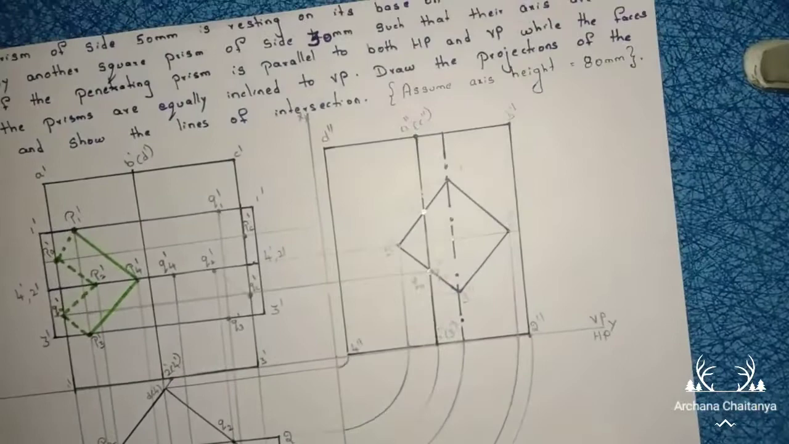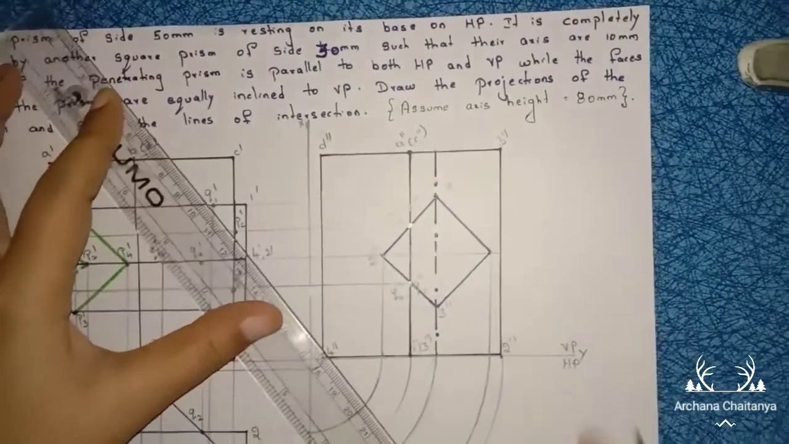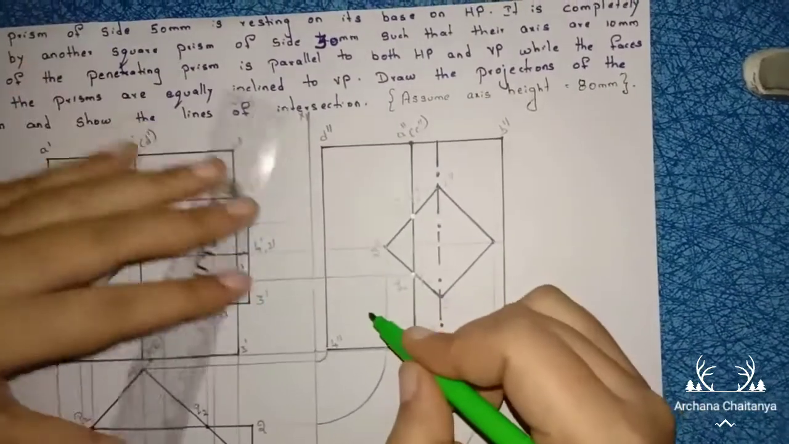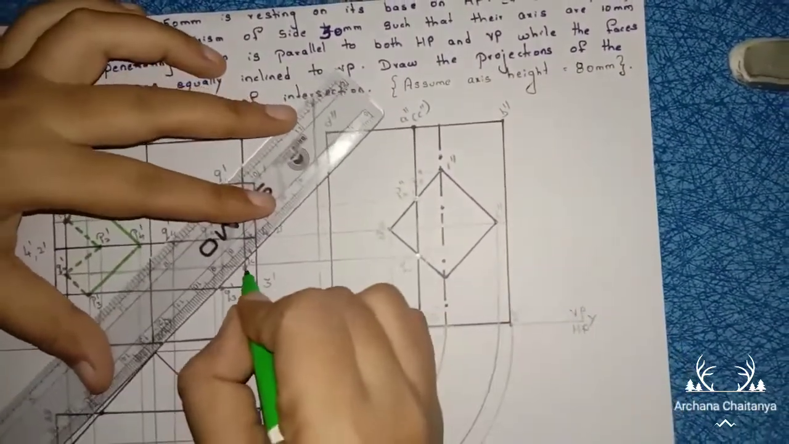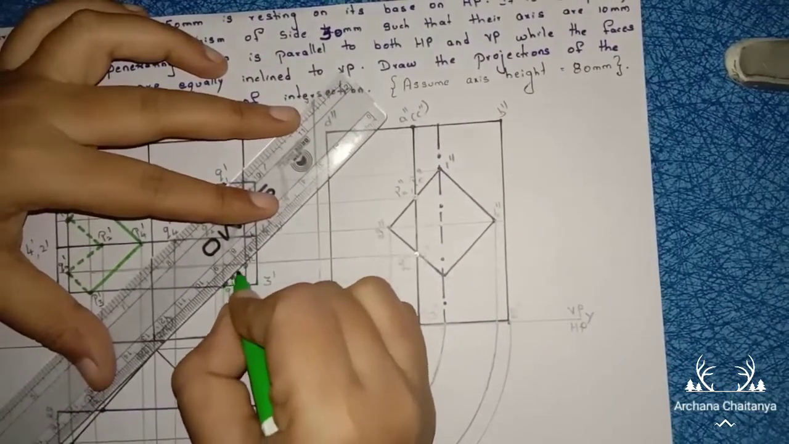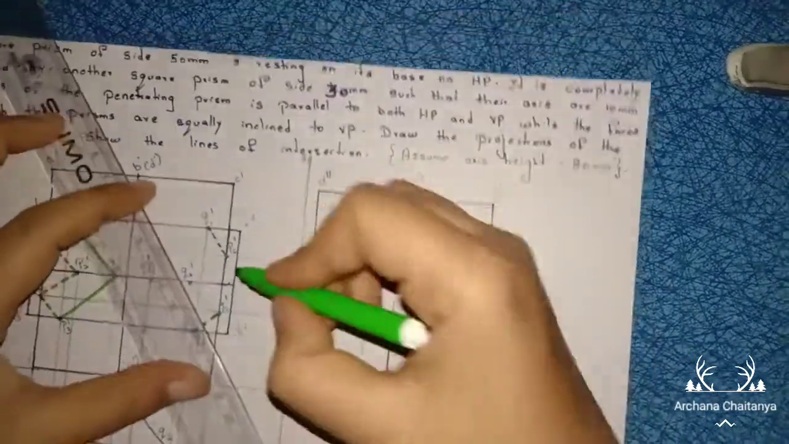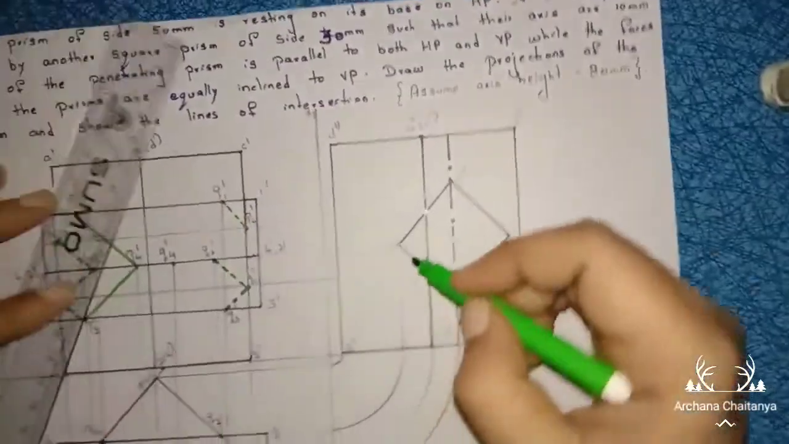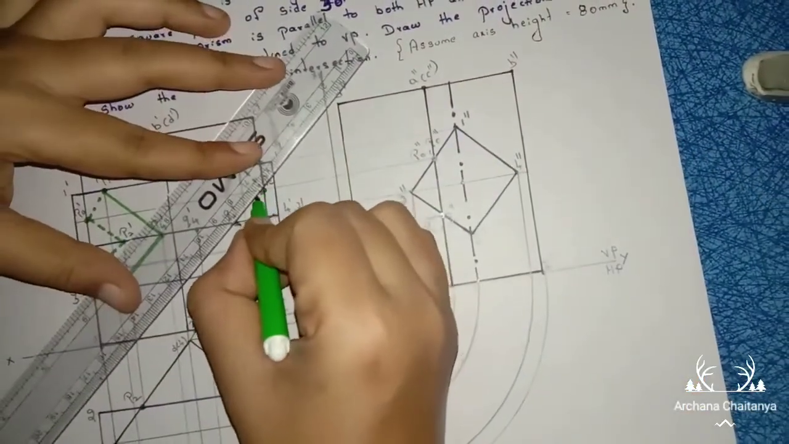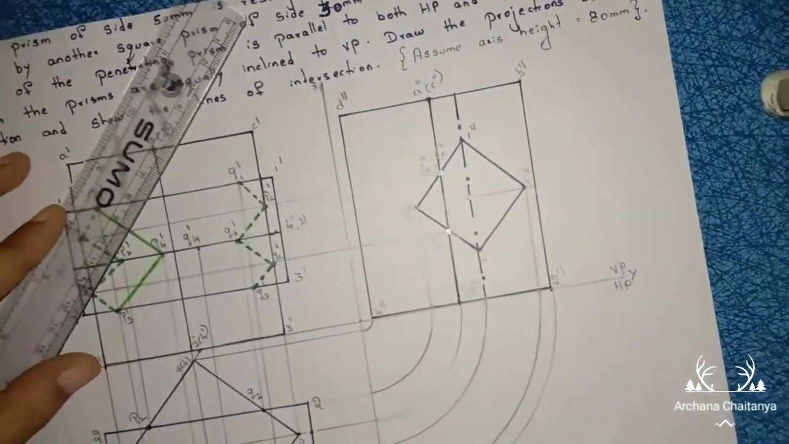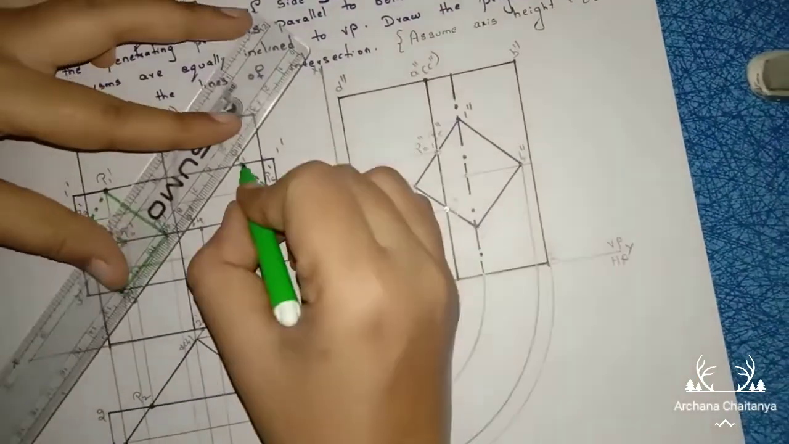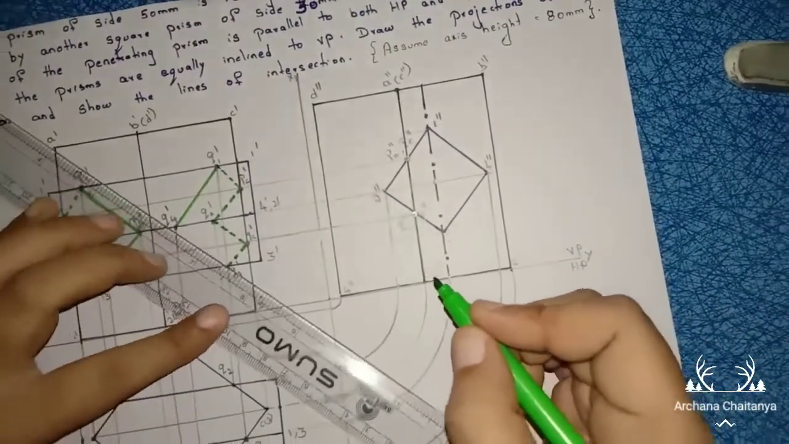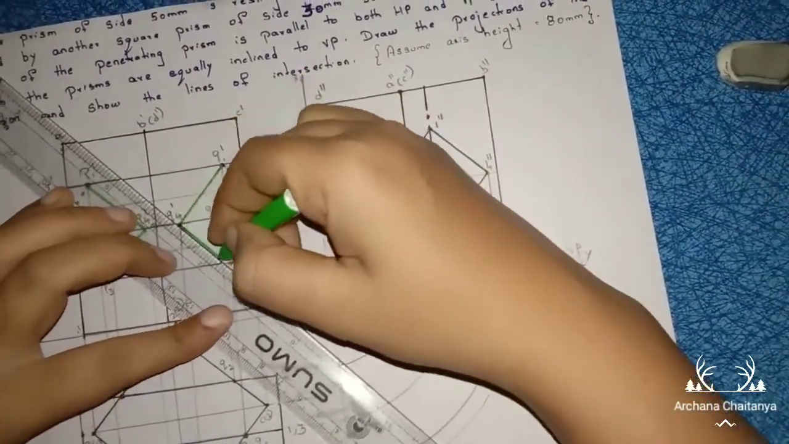Right, now same process here also. Join here PC dash Q1 dash. Right, and join here Q3 dash QC dash. Right, and join here this Q2 dash QC dash. And join here this one. Right, after that join here Q1 dash to Q4 dash, Q4 dash to Q3 dash.